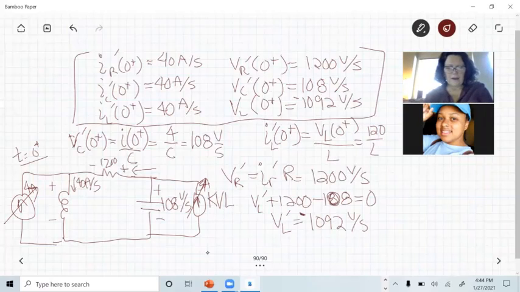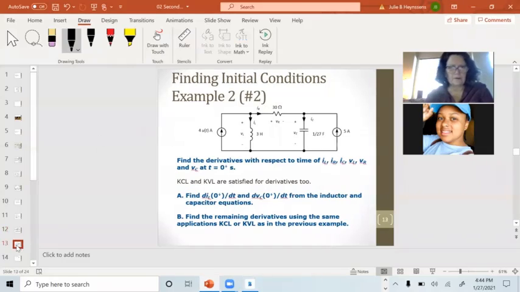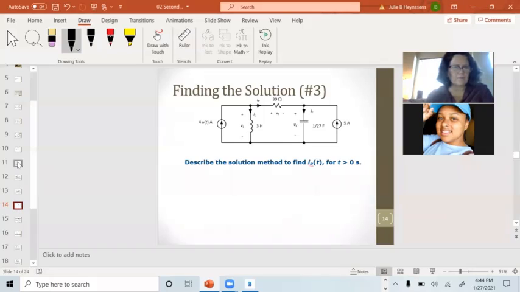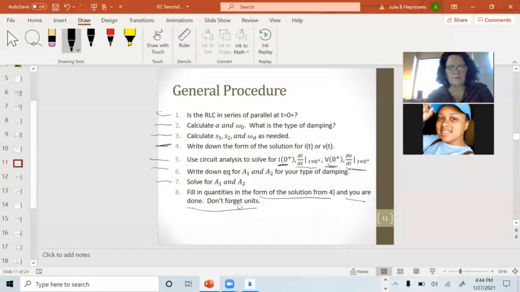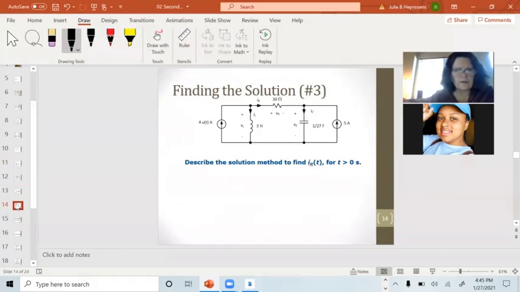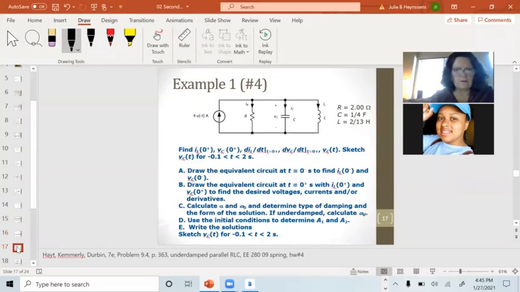Okay, so let's go back to the slides. We've done this one, we've done this one, we have done that, we've talked about this one. Finding the solution from here is going back to this general procedure. What was my next thing? My next thing was to remember the key slides. We've talked about these today already.